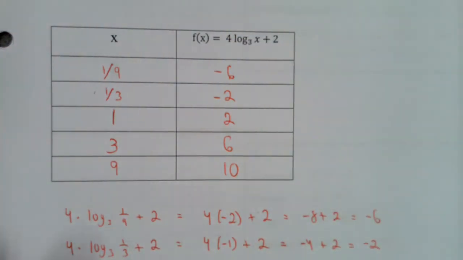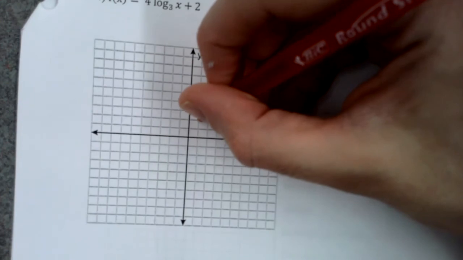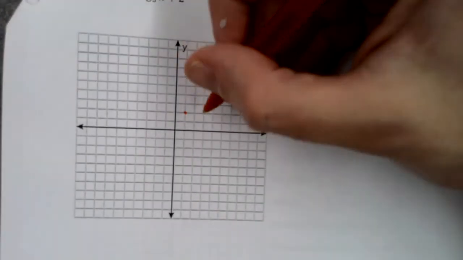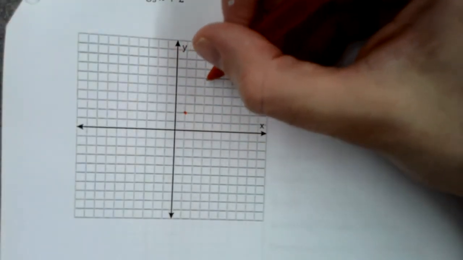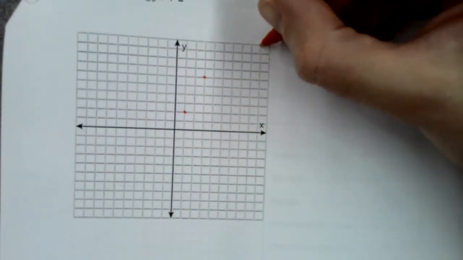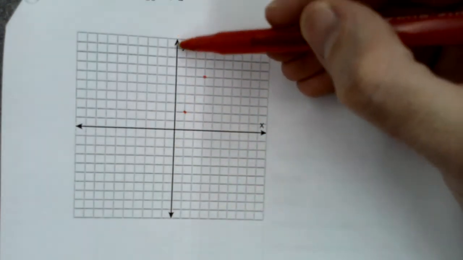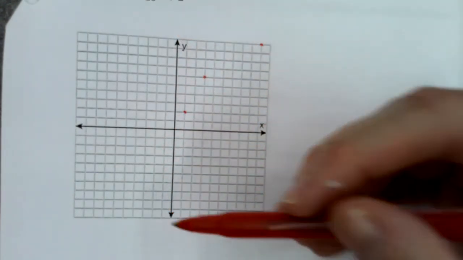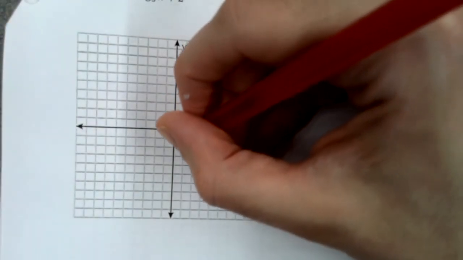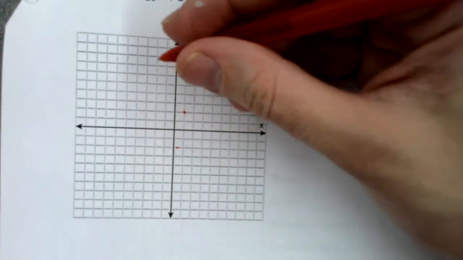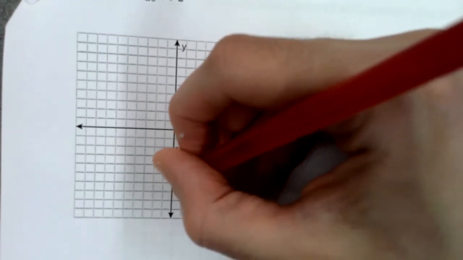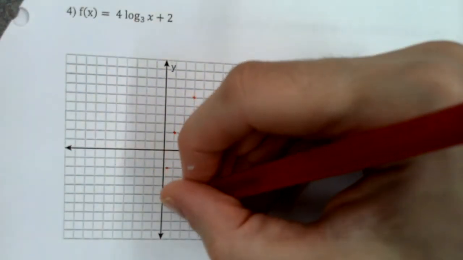So we'll do the easy ones first. 1, 2. I'm going to move my paper up. The next number in the table below was we had 3, 6. In the table below, we also had 9, 10. And my asymptote is going to be right here because I'm not shifting left or right. So we have 1/3, -2. Right there, maybe. That's good. Then we had 1/9, -6. Like right there, I guess. Looks good. So let's draw our graph.